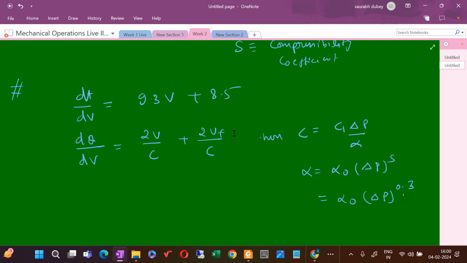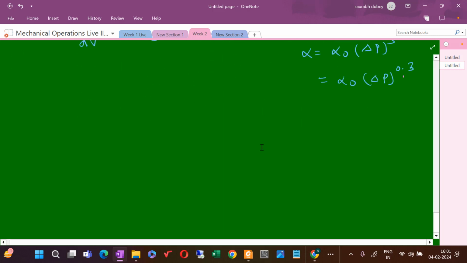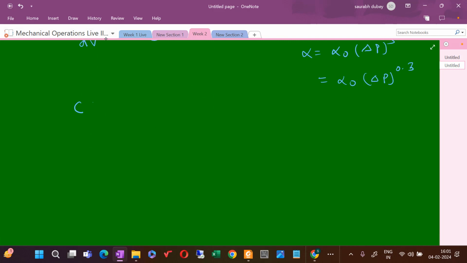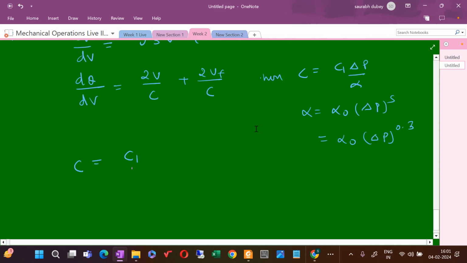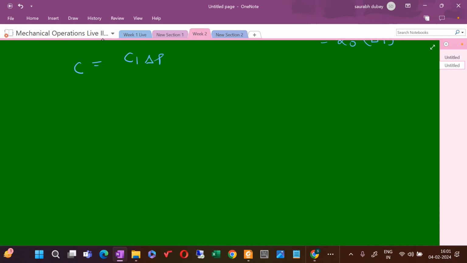You just have to change the c here, like kp and kv you had here. You have to just look at the value of c, which will be anyway getting those constant. So this c equals c1 delta p divided by alpha. So what is alpha? Alpha is alpha 0 delta p to the power 0.3.